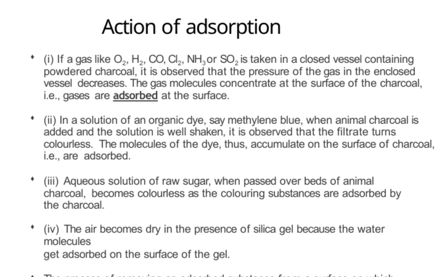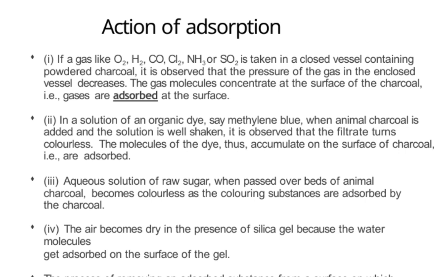Similarly, when raw sugar solution passes over beds of animal charcoal, the solution turns colorless. That's because the coloring substances in the sugar solution are being adsorbed by the charcoal, which traps them on its surface. And if you've ever seen silica gel in packaging, you've probably noticed it absorbs moisture from the air, making the environment dry. This is because water molecules are adsorbed onto the surface of the silica gel particles, removing humidity from the surroundings.